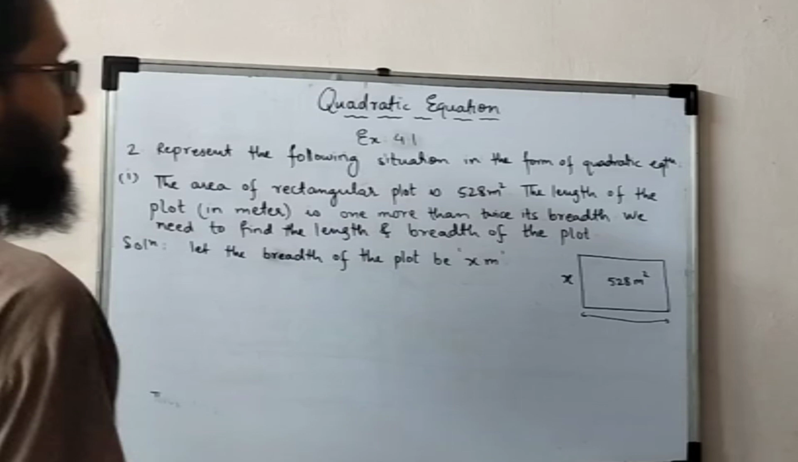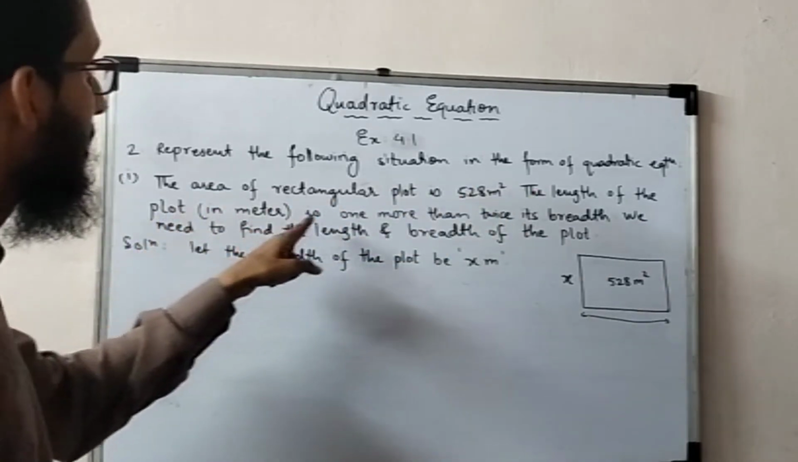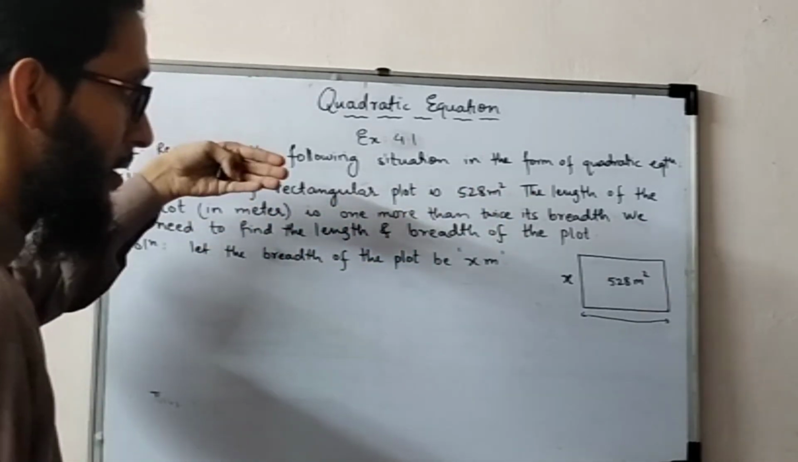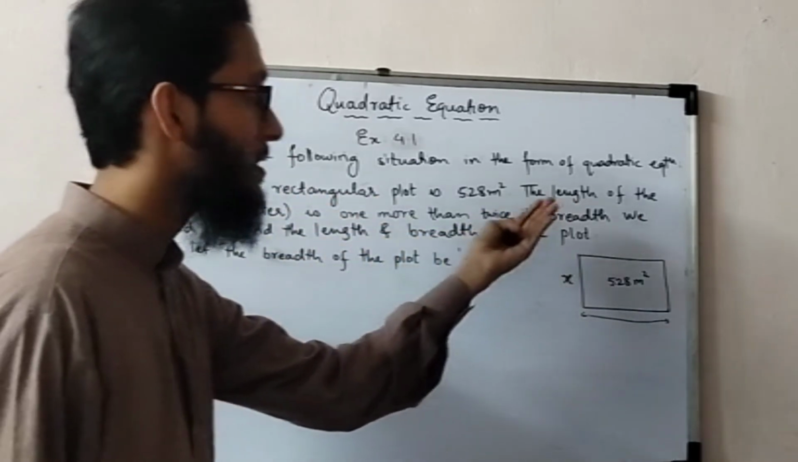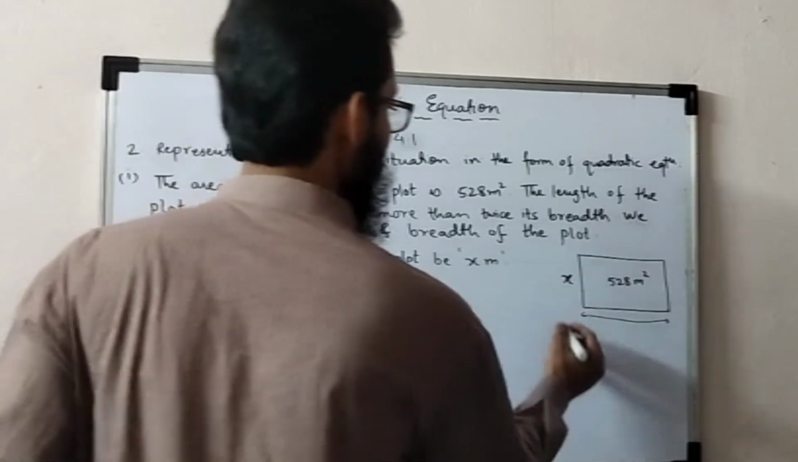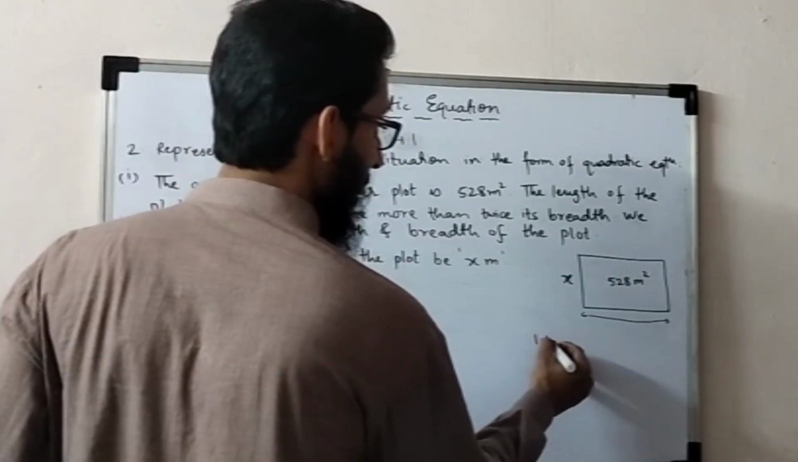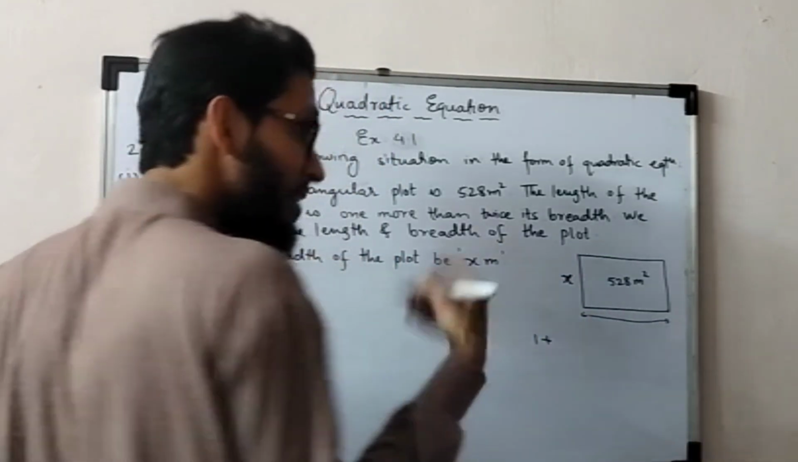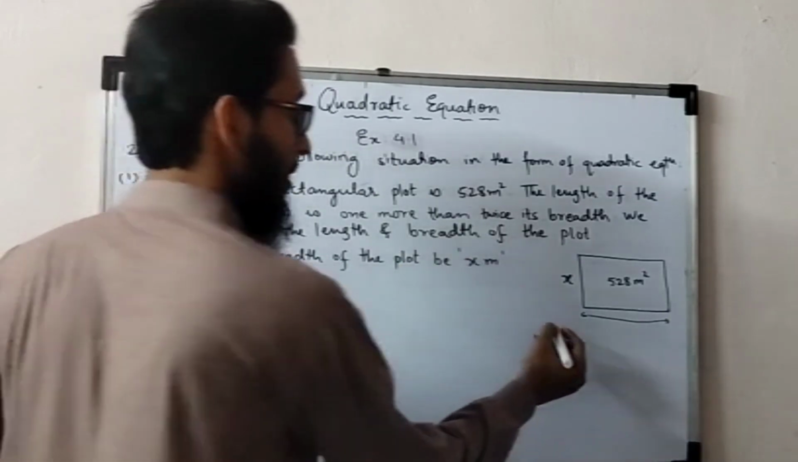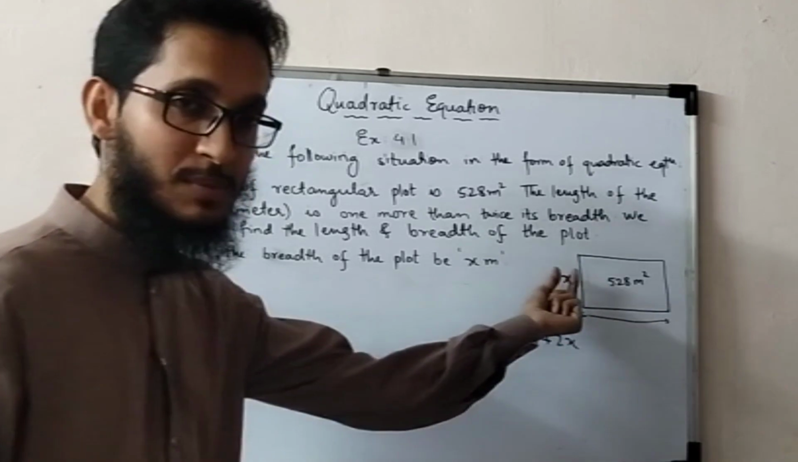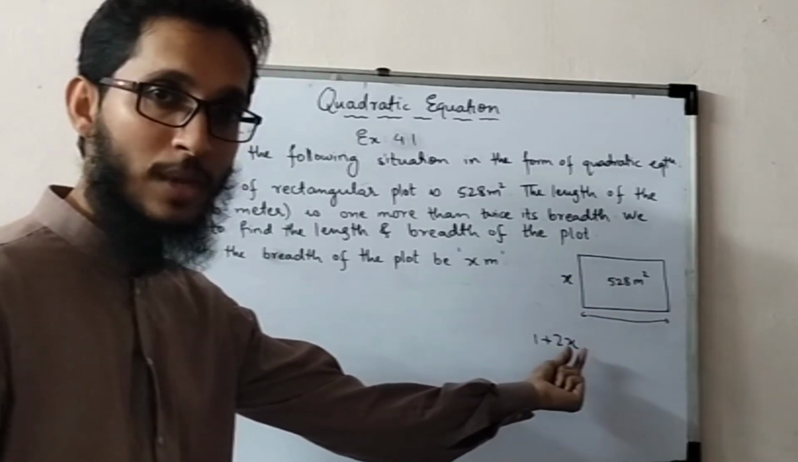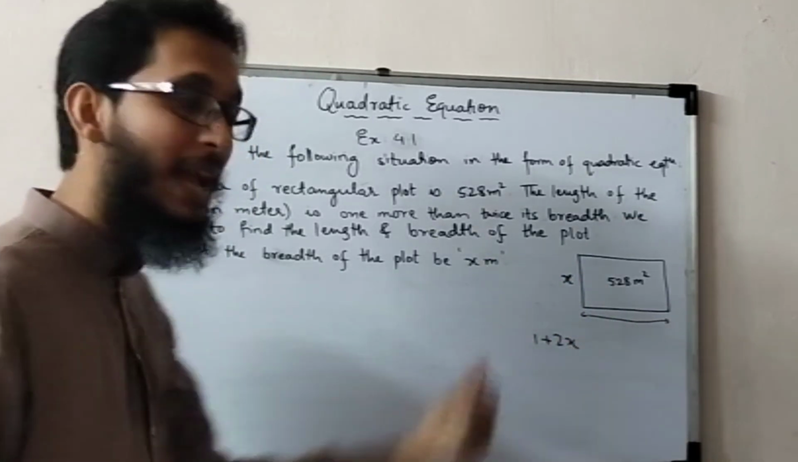Now what is length? The length of the plot is one more than, एक ज्यादा, किससे? One more than twice its breadth. मतलब एक ज्यादा है किससे? Twice its breadth. ब्रेथ के दो गुना से. तो ब्रेथ का दो गुना कितना होगा? ब्रेथ इज x मीटर, तो उसका ट्वाइस कितना होगा? 2x, और उससे भी एक ज्यादा, मतलब 2x plus 1.